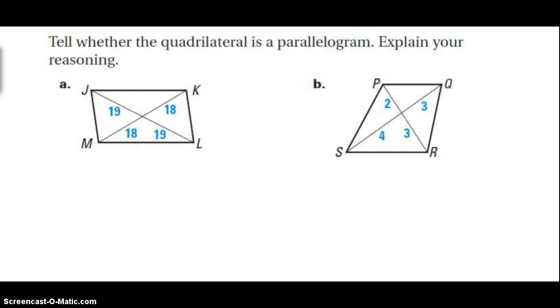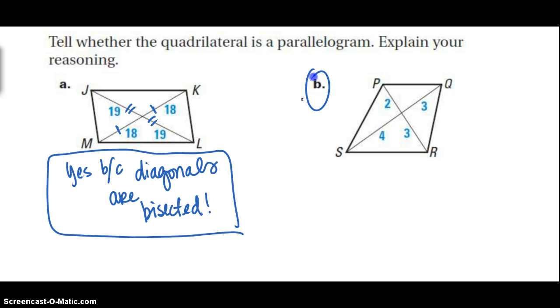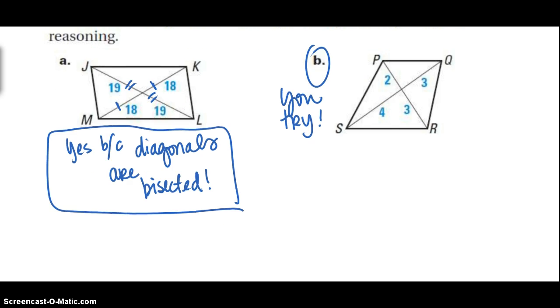Let's move it down here. Tell whether the quadrilateral is a parallelogram. Explain your reasoning. Well, what are these things that they are putting on here? These are your diagonals, right? So, are the diagonals bisected? Does this equal this, and does this one equal this one? It does. So, yes, because diagonals are bisected. So this works because diagonals are bisected. What about B? How about you try B? Yes or no? Is it a parallelogram, and why? Those are still diagonals we're dealing with there.